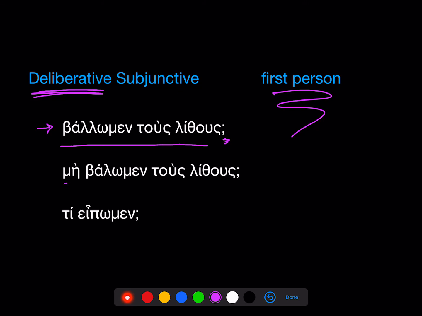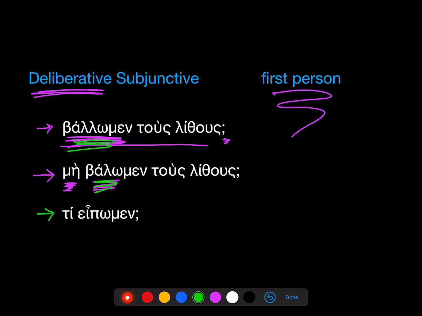The negative for a deliberative subjunctive is again μή. So here we have, are we not to throw the rocks? Present subjunctive here, right? Are we to be throwing the rocks? Aorist subjunctive here with μή. Are we not to throw the rocks? So imperfective aspect, aoristic aspect.